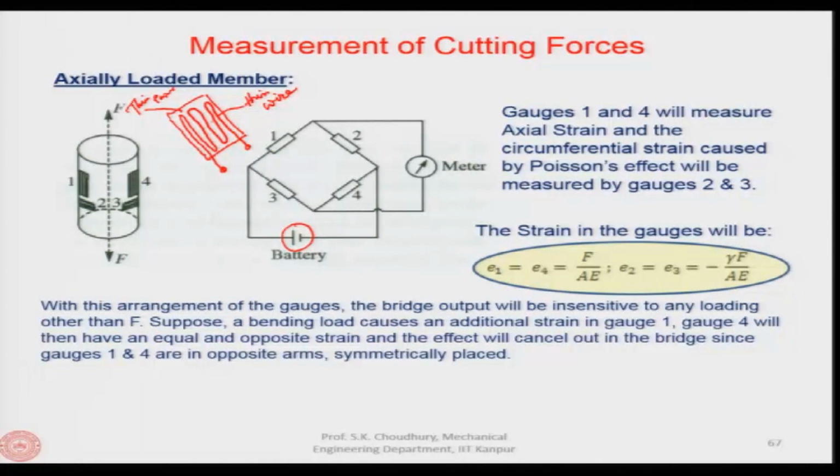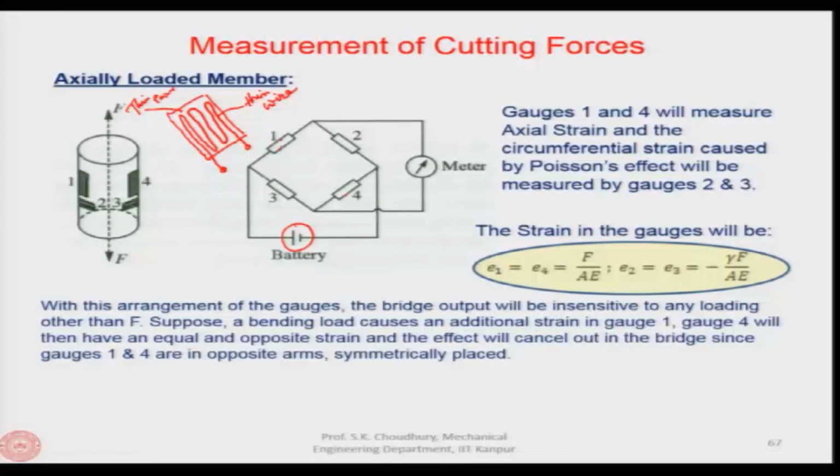Now, because of the deformation of the wire, the voltage which is passed here will also change, and that changed voltage will be proportional to the deformation that is taking place. By that we can measure the strain. So, therefore, we are saying that E1 and E4 will be equal to F divided by A into E, and with Poisson's ratio, it will be the opposite, minus Poisson's ratio into the strain that has occurred in the E1 and E4 nodes.